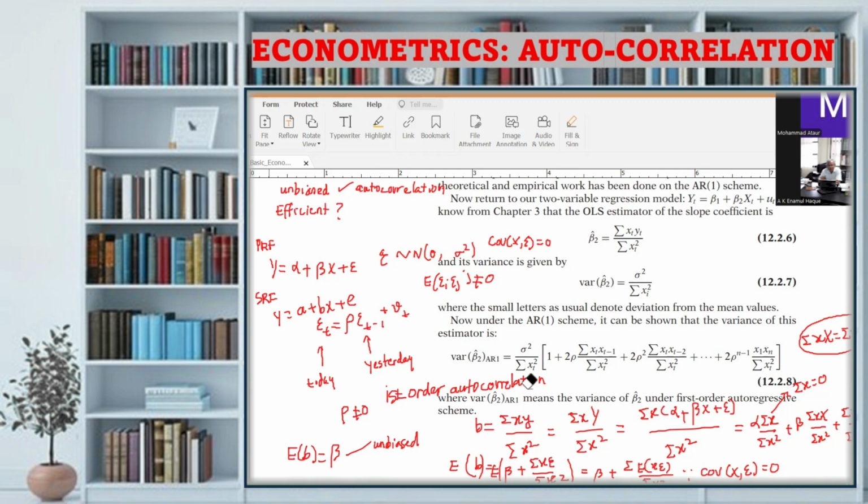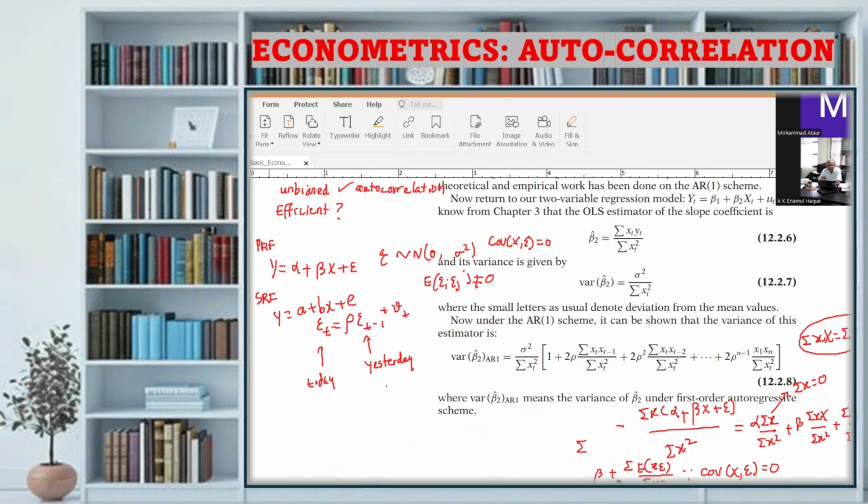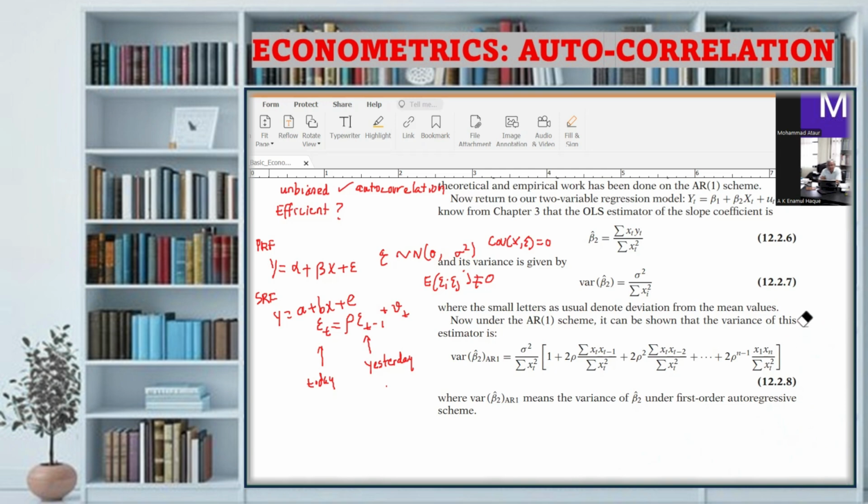So in order to answer the efficiency, let me erase this part, keeping some part. So remember, this is my model. The next logical question is its variance. That's exactly what the variance is they're looking at.